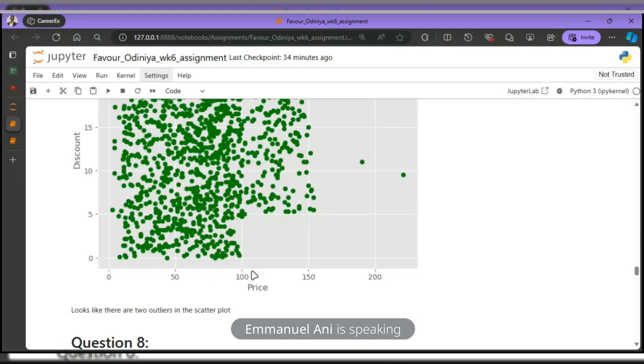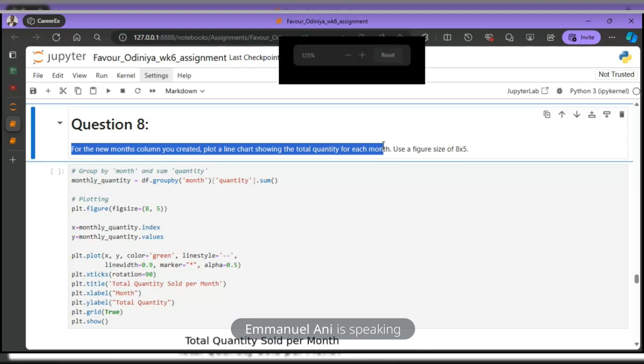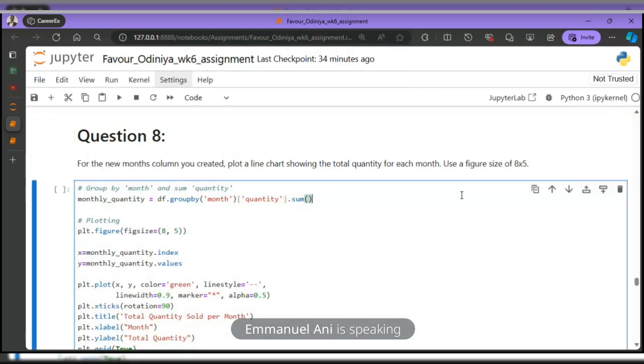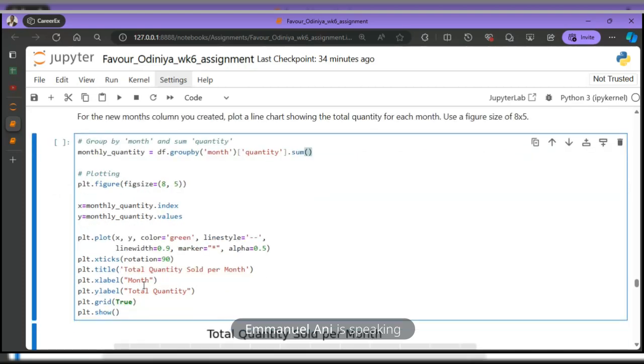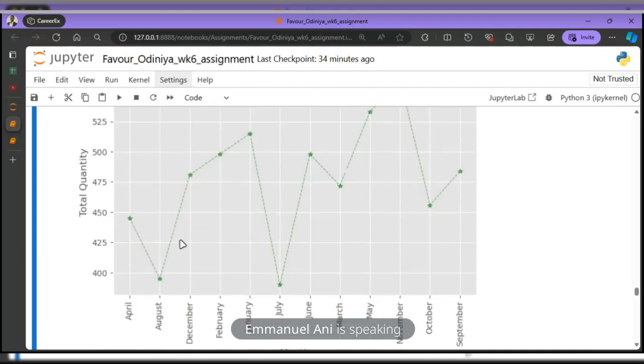So question 8, for the new month column, you plot a line chart showing the total quantity for each month. So this is a bivariate analysis, and I specify the figure size to use. So you can as well just draw the plotting and all of that, and you should get something like this, right? If you removed it, it's fine. It's fine. All right.